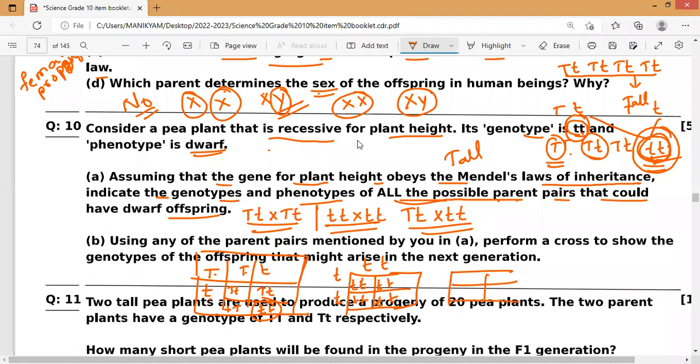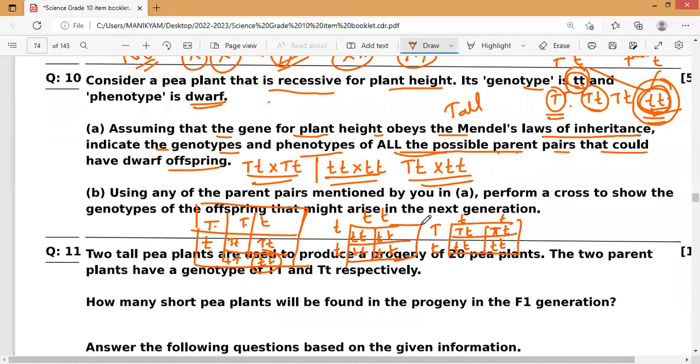Next, the last one we just formed. You can construct the four boxes. Outside you can write capital T, small t, and small t. So what will come? Capital T, small t, capital T, small t, and here small t into small t, small t into small t. Very good. Do it fast, everybody. Clear? Any doubt, all of you?